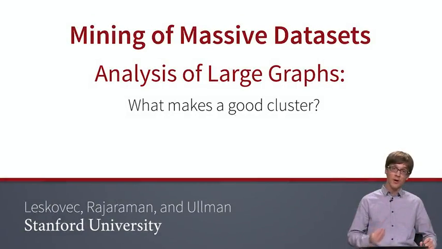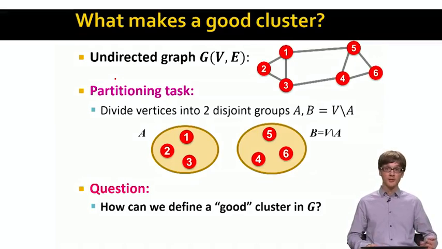So if we want to be able to detect clusters, the first thing we need to do is to figure out how do we define a good cluster? How do we define a good community from the graph structure point of view? So the way we think about this is the following.